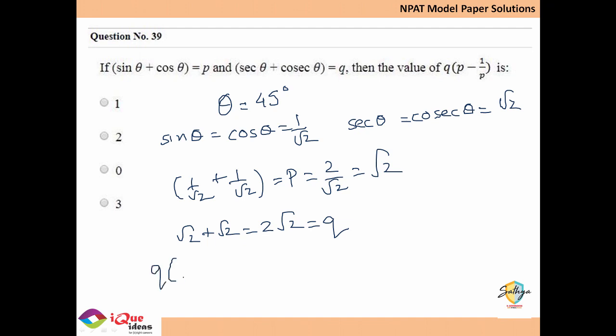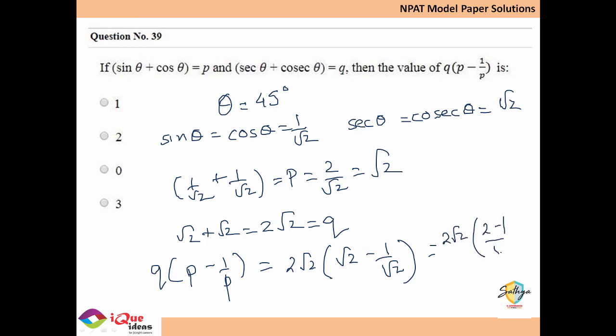So Q into (P minus 1 by P) is equal to 2 times root 2 into (root 2 minus 1 upon root 2). That is equal to 2 times root 2 into (2 minus 1) upon root 2, which is equal to 2. So just assume the value of theta as 45. You know the values of sine, cos, sec and cosec. Substitute them in the equation and you will get the answer to this particular question. So easy one to solve.